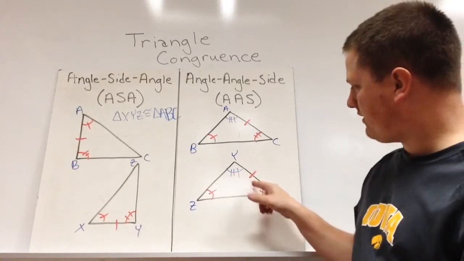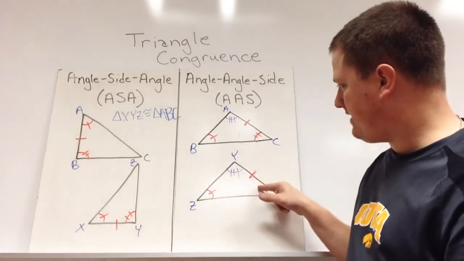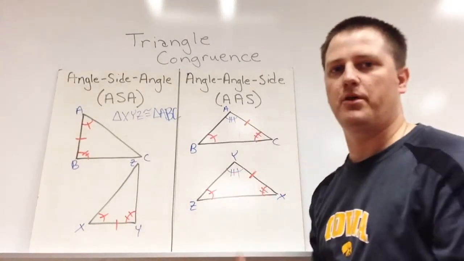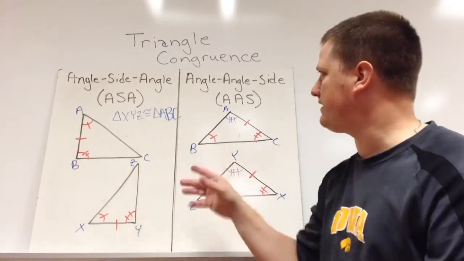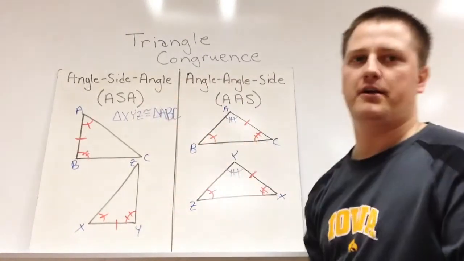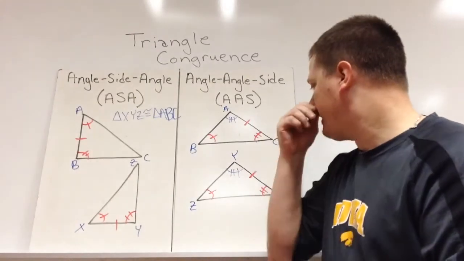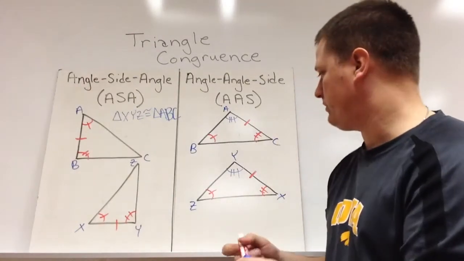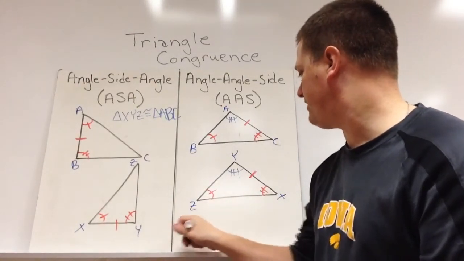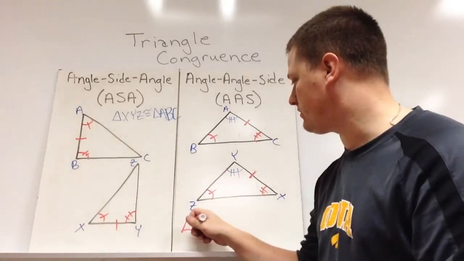So now what we've created is angle, side, angle. So both of these are angle, side, angle, basically. Angle, angle, side goes along with angle, side, angle. So now we can match this one up. So we'll again start with the bottom one. This time let's go reverse order.